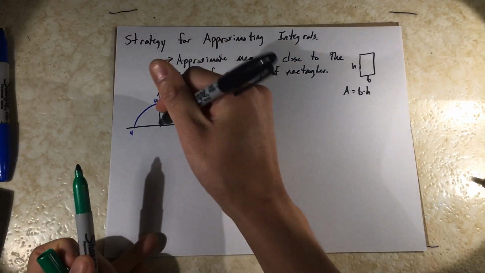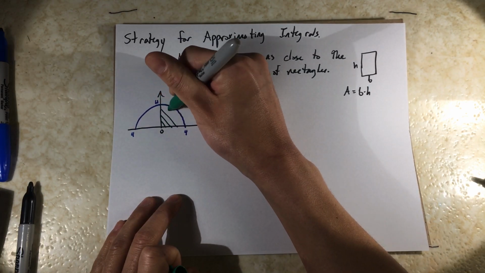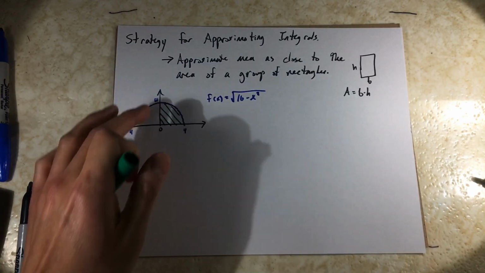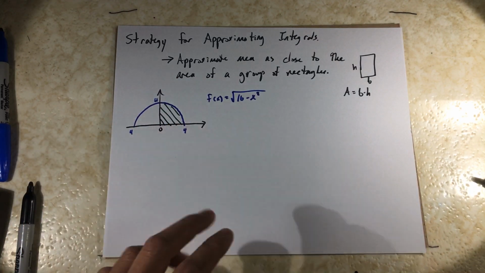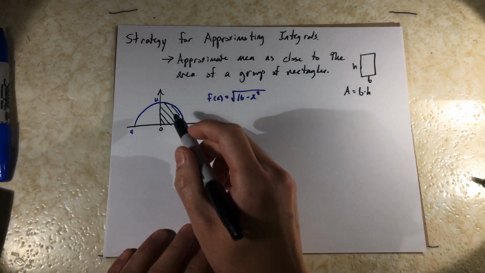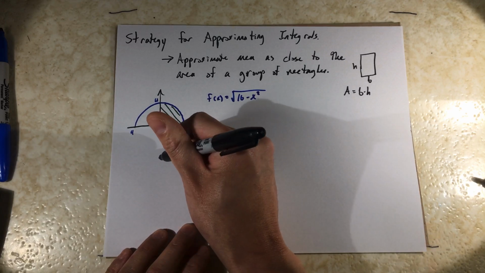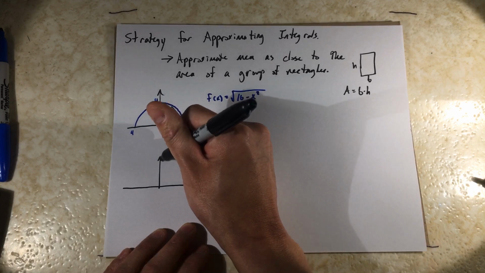Okay, so we have 0 to 4, and we want this area right here. All right, so it's a curved shape. There's actually a way that you could do this without doing an integral, and we'll talk about that at the end. But that's what we want to approximate. So what we're going to do is approximate this as a series of rectangles. And what that looks like is something like this.